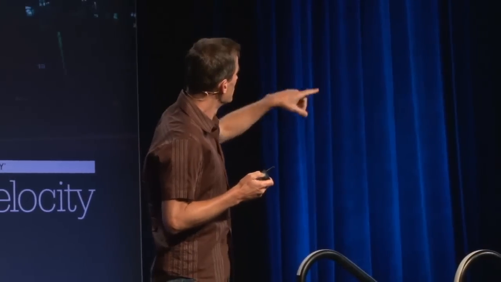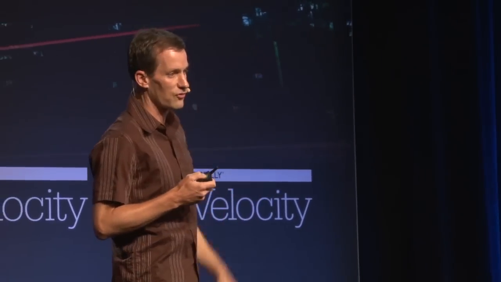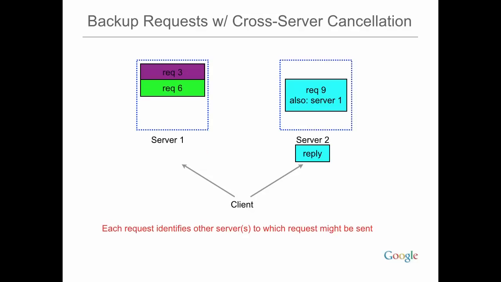And so now, server 1 has a few different things it can do. In this case, it's just decided, fine, I'm going to let server 2 deal with it. I'm just going to drop this request on the floor and ignore it. And now server 2 finishes that request and sends a reply to the client. Client's happy.